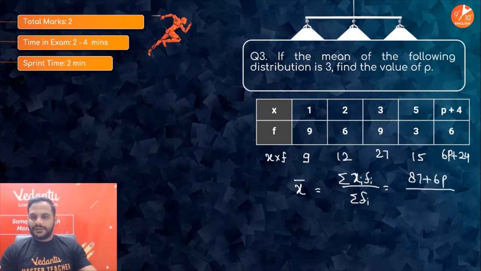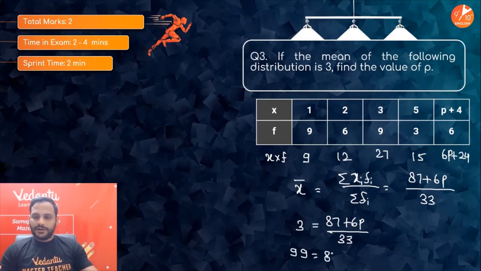9 plus 6 is 15, 15 plus 9 is 24, 24 plus 3 is 27, plus 3 plus 6 will be 33. All right, so mean is given as 3. 3 is equal to 87 plus 6p upon 33. Shift 33 over there. 99 is equal to 87 plus 6p. So you will get 6p is equal to 99 minus 87. So here you are going to get 12.